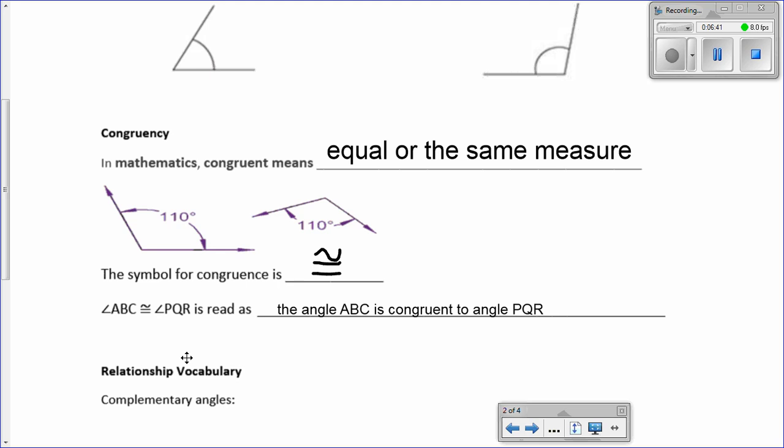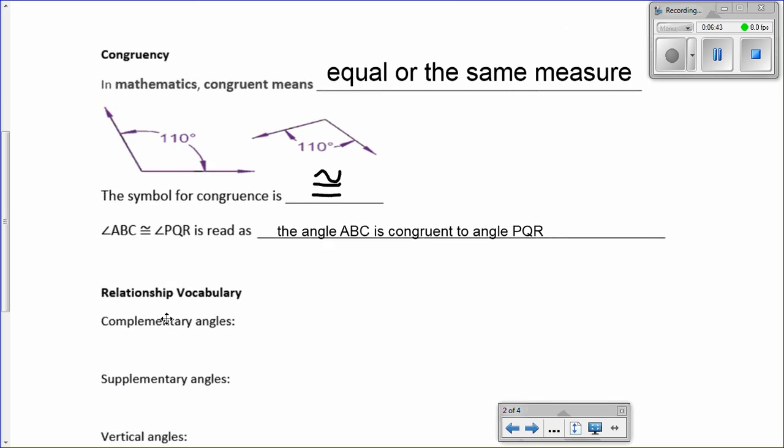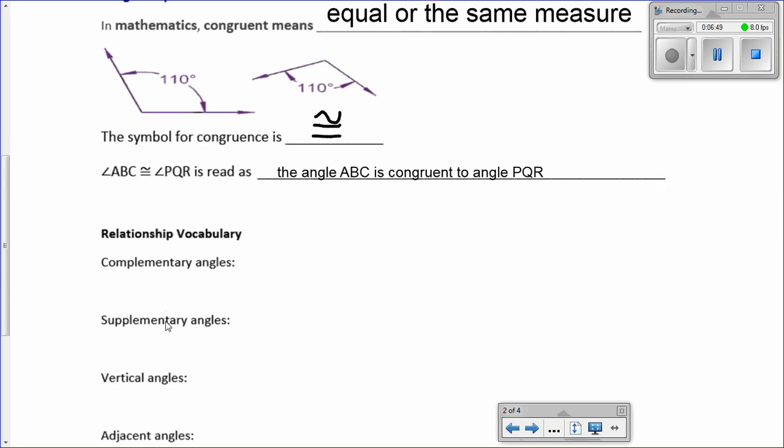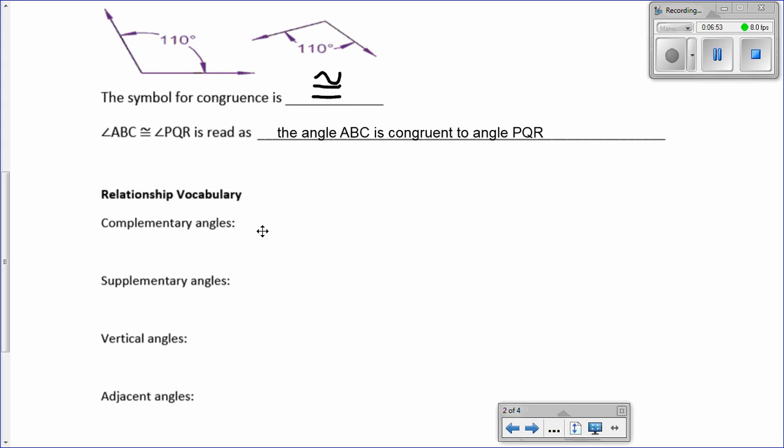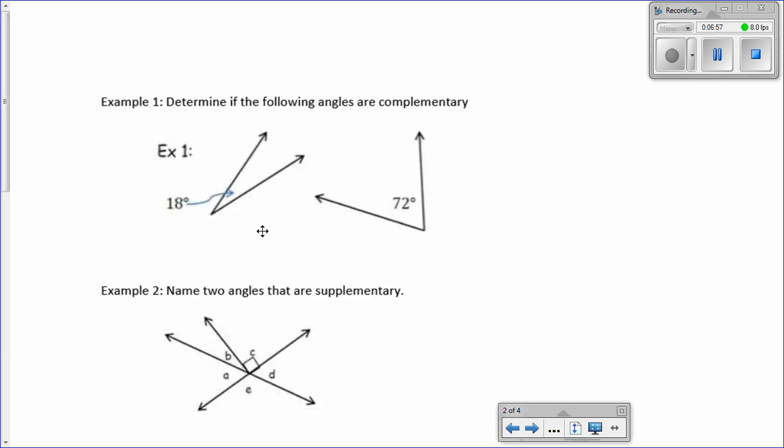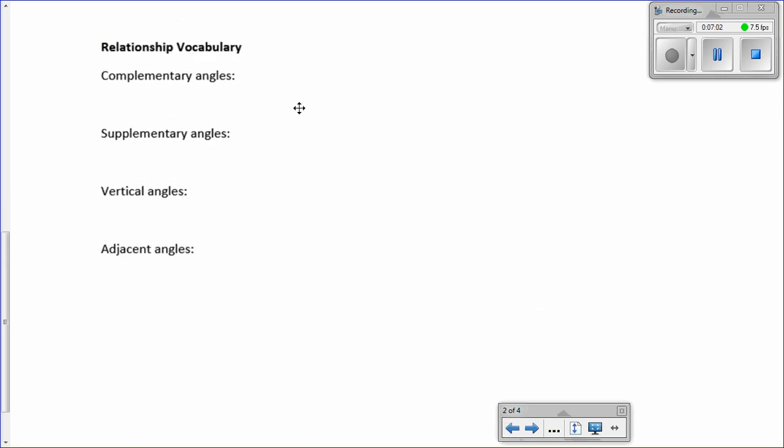So that's the basic stuff for angles, just to remind you how to work with angles again. Now we're going into the stuff that you need for this class, Math 8. So, here is some relationship vocabulary. Complementary angles.